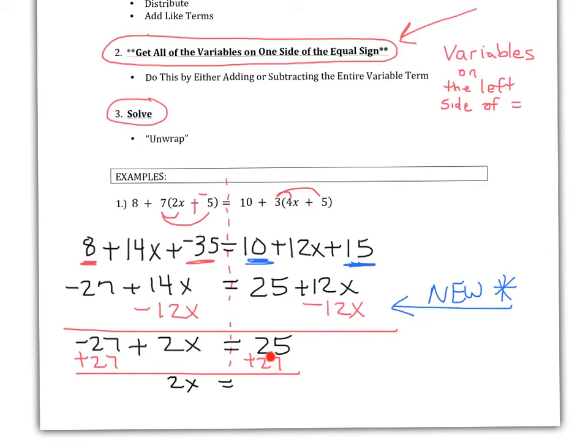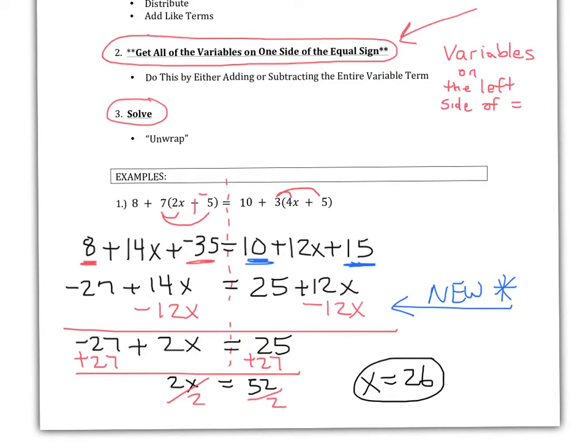25 plus 27 is 52. And the last step, we need to unwrap that multiplied 2. Opposite of multiply is divide. And then I do it to both sides. 52 divided by 52. X is going to equal 26 for your solution.